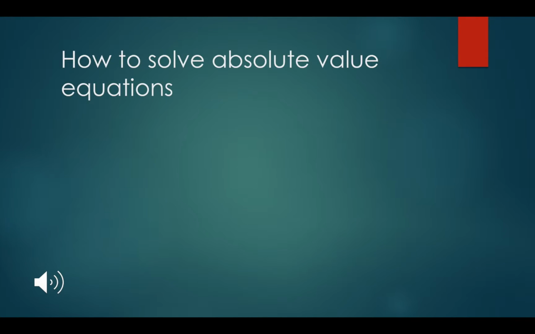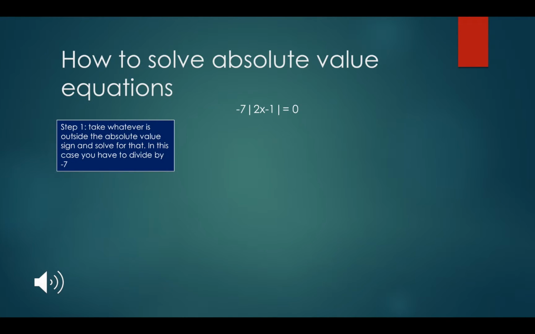How to solve absolute value equations. The problem is -7 times the absolute value of 2x minus 1 equals 0. Step 1, take whatever is outside the absolute value sign and solve for that. In this case, you have to divide by -7, and you get the absolute value of 2x minus 1 equals 0.